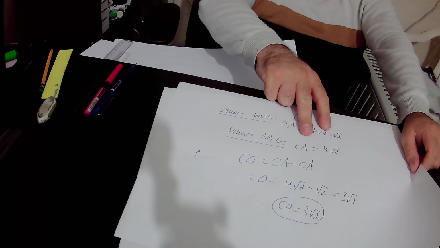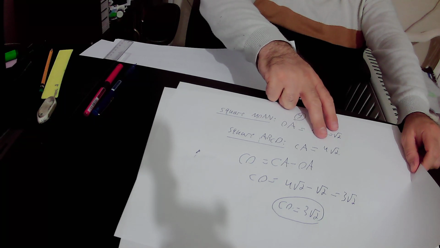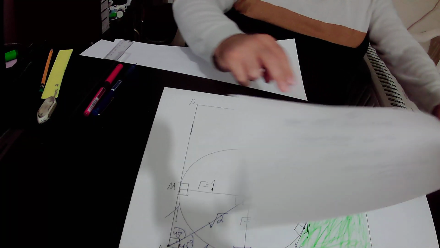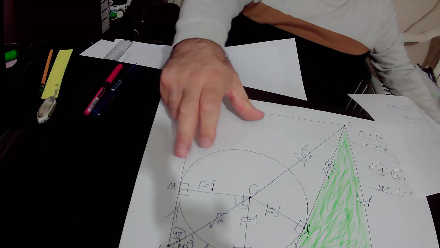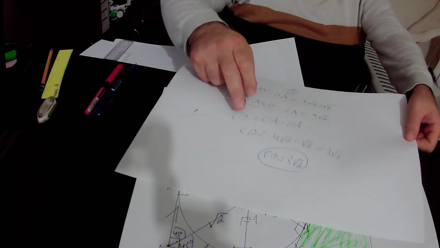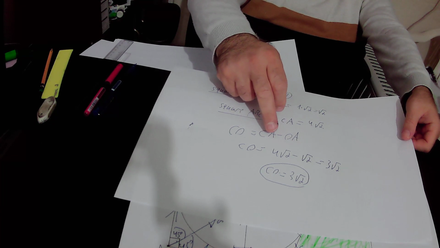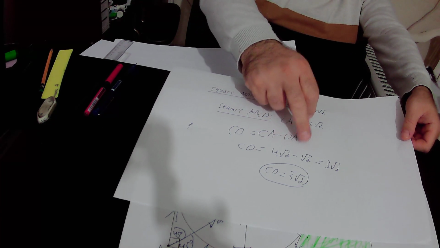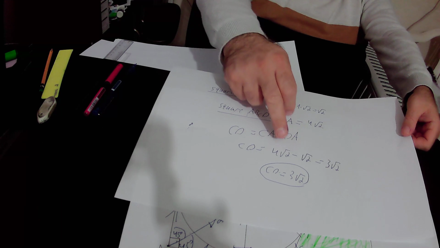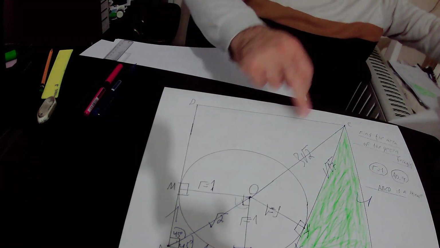So according to rule number 7, CA equals 4 times square root of 2 units, and CO equals CA minus AO, that is to say CO equals 4 times square root of 2 minus square root of 2, that is to say CO equals 3 times square root of 2 units.